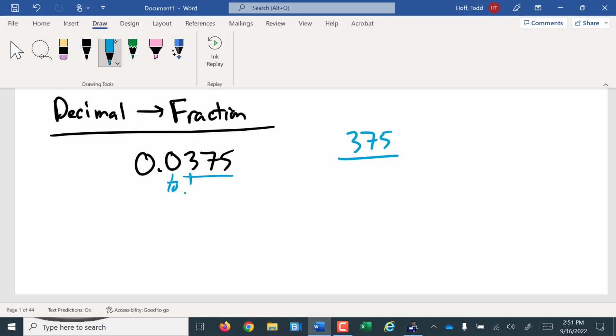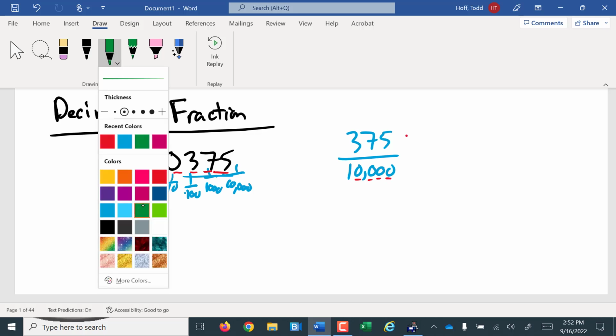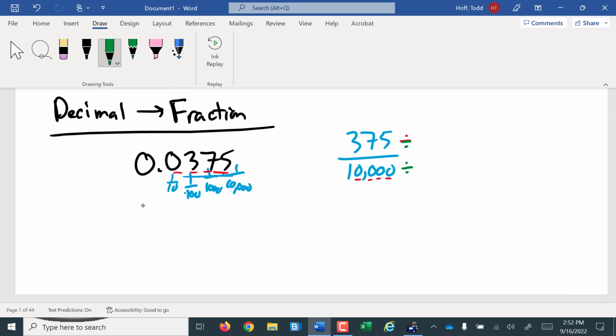10th, 100th, 1000th, and yes, 10,000. So 10,000. One way to double check here is there's 1, 2, 3, 4 decimal places, 1, 2, 3, 4 zeros in my denominator. Both of those can be divided by what? So somebody said 5. 25 would work too. 5 would give us 75 here and 2,000 here.